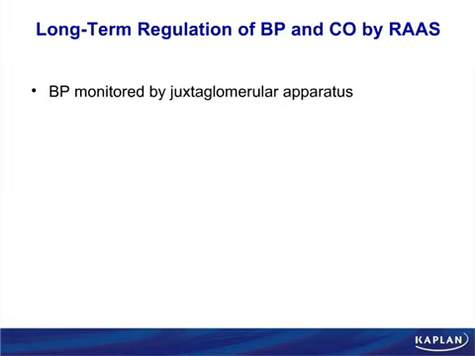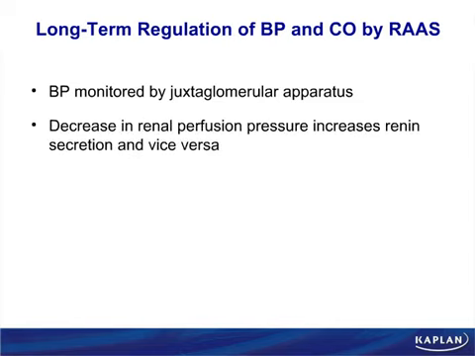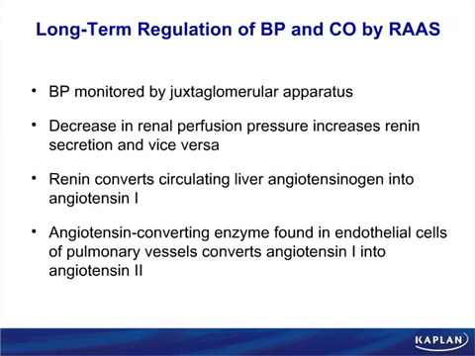And the long-term regulation of blood pressure and cardiac output is by the renin-angiotensin-aldosterone system. The blood pressure is monitored by the juxtaglomerular complex, and a decrease in renal perfusion increases renin secretion, and renin converts angiotensinogen to angiotensin 1. Now, we have ACE blockers. We have a blocker of angiotensin 2, which is the ARBs: losartan, valsartan, irbesartan, candesartan.